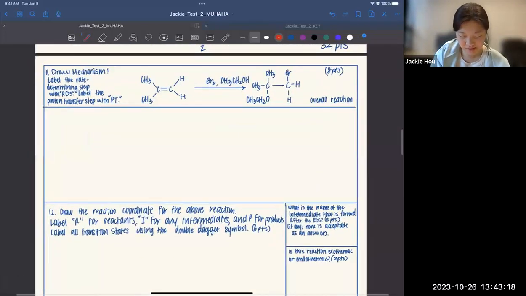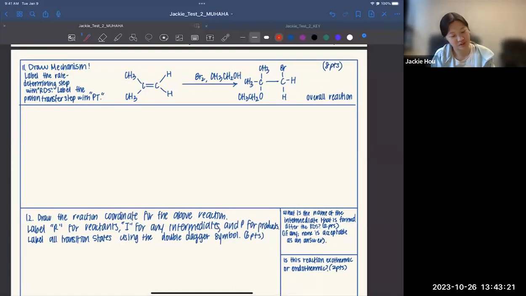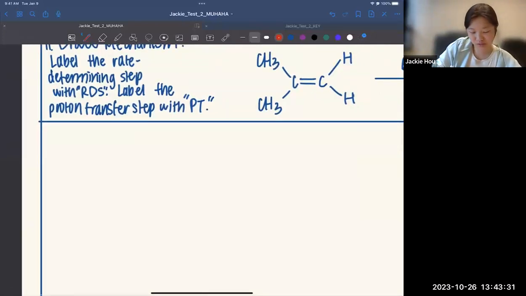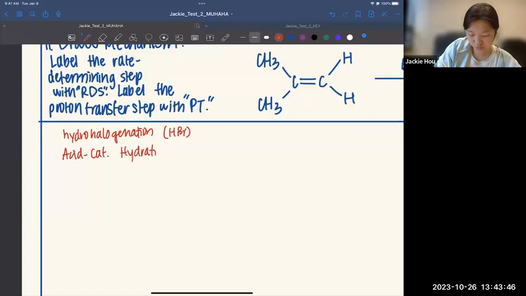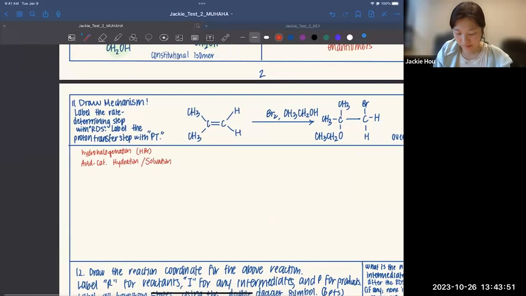Okay, moving on to the mechanism. So this is probably the most difficult mechanism that Dr. Burr might put on the exam. I'll make a list of what mechanisms you need to know. You definitely need to know the hydrohalogenation, all the ones that form carbocations, right? So acid catalyzed hydration, which is with the water, and solvation, which is with a solvent. These two you definitely need to know.